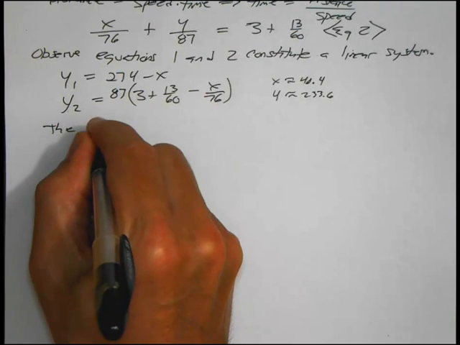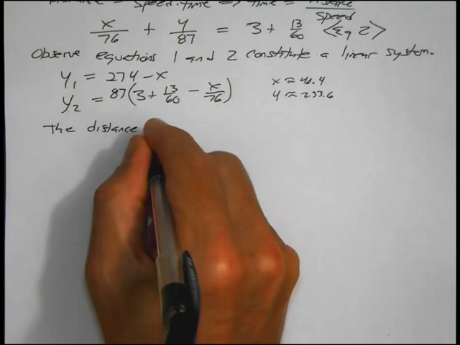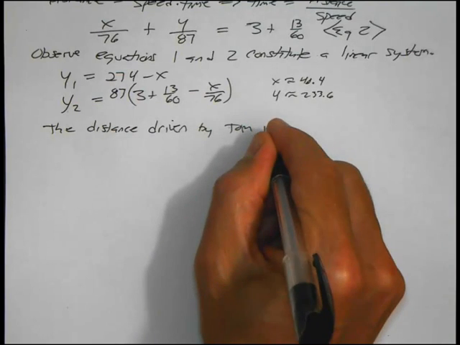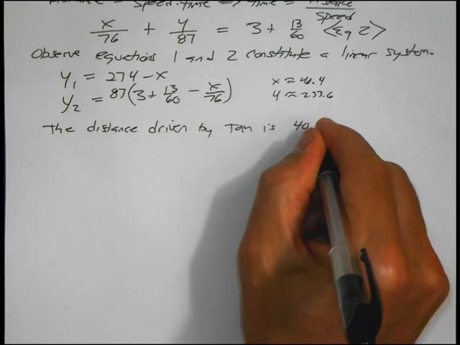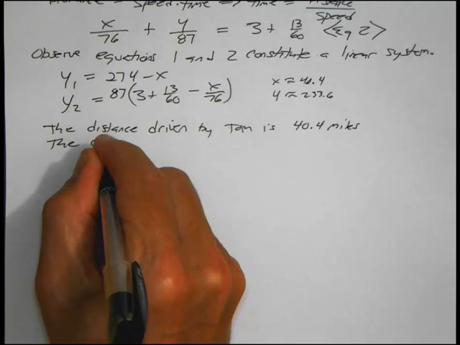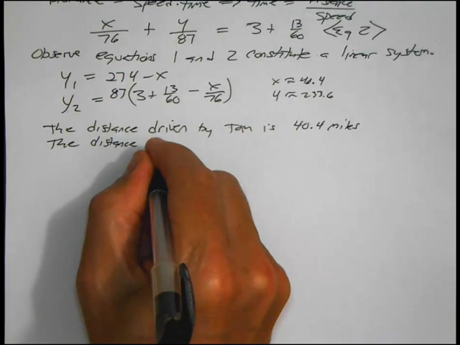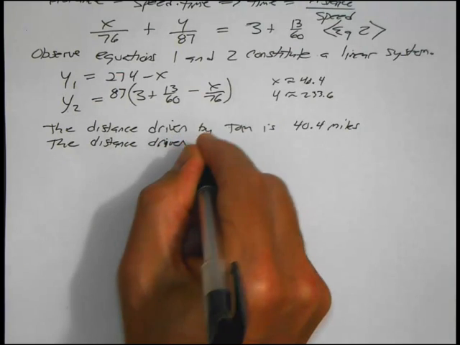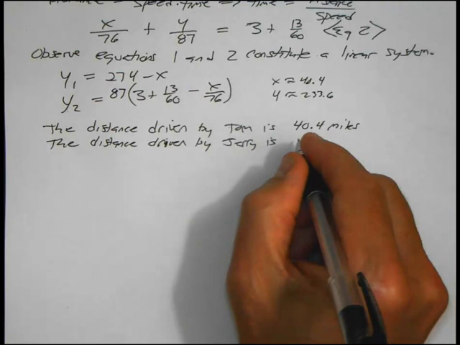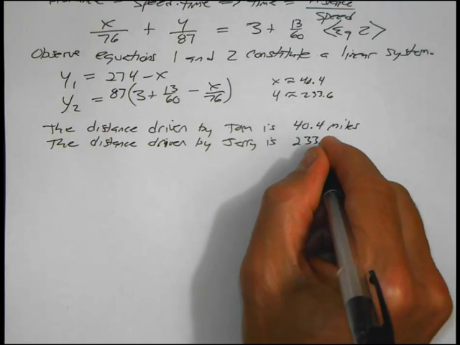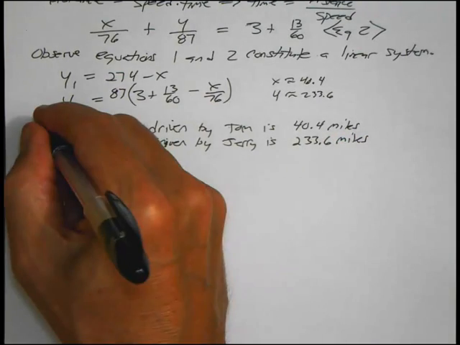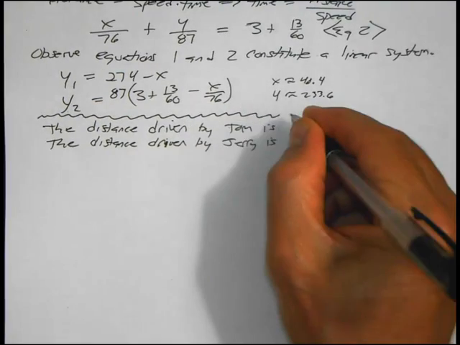The distance driven by Tom is 40.4 miles. The distance driven by Jerry is 233.6 miles. Alright, this is the big conclusion of the question, so let's make sure this is very prominent.